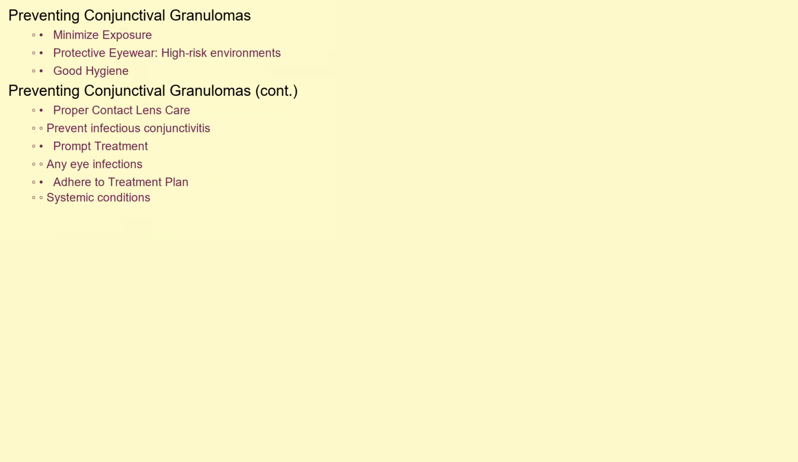Preventing conjunctival granulomas is often about minimizing exposure to potential causative agents. Wearing protective eyewear in environments with a risk of foreign body exposure is crucial. Maintaining good hygiene and proper contact lens care can help prevent infectious conjunctivitis, which can sometimes lead to granuloma formation. Prompt treatment of any eye infections is also essential. If you have a known systemic condition that can manifest with conjunctival granulomas, adhering to your prescribed treatment plan is vital.